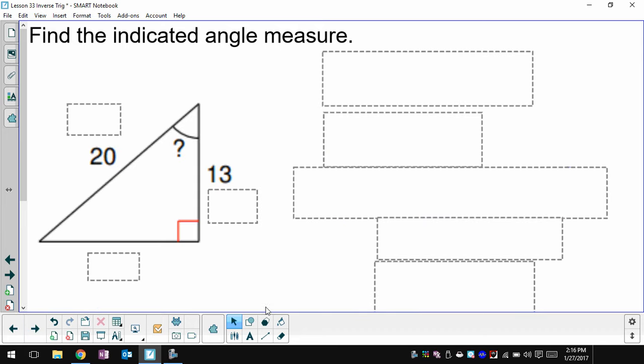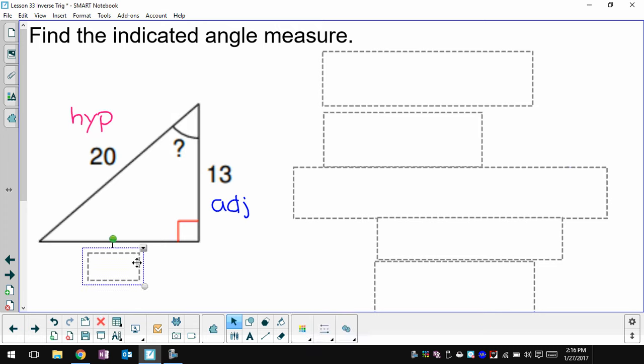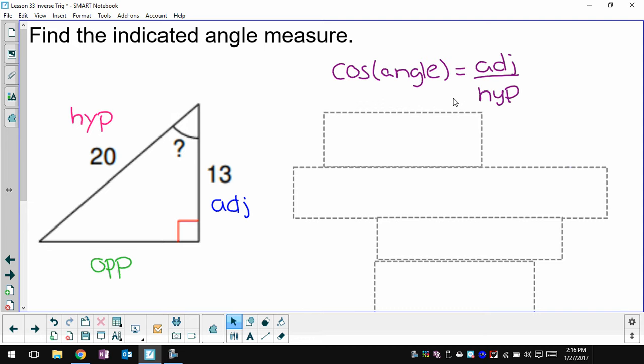So go ahead and pause here, and I want you to find the measure of this angle, question mark. So again, you should always label your sides. It helps you determine which function to use. I have adjacent and hypotenuse. That tells me to use cosine. My angle again is question mark. My adjacent side 13. My hypotenuse 20.